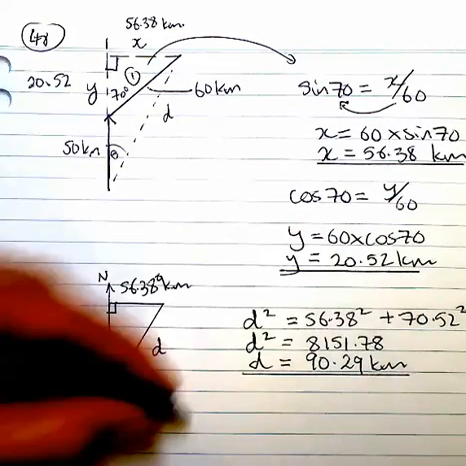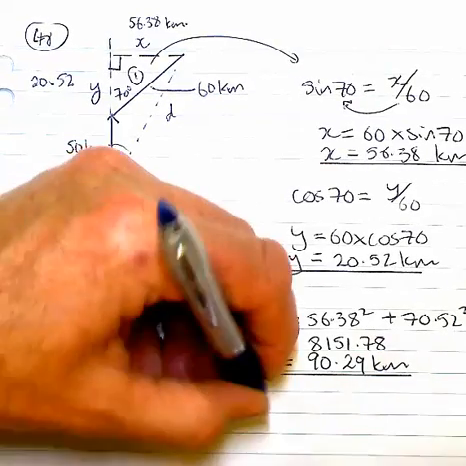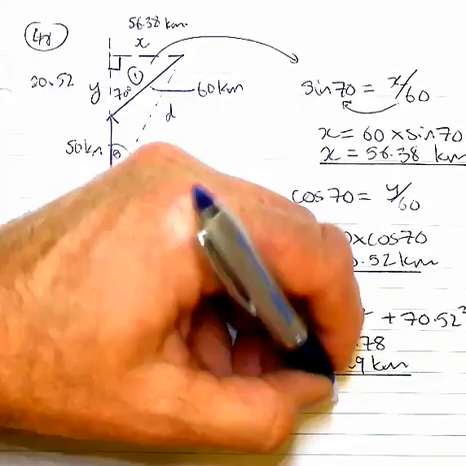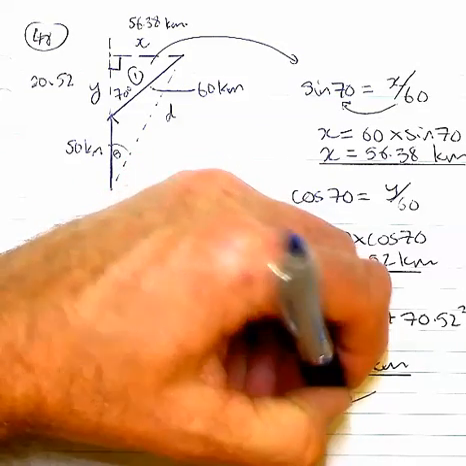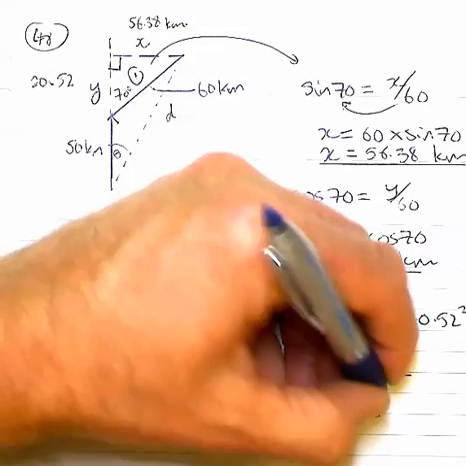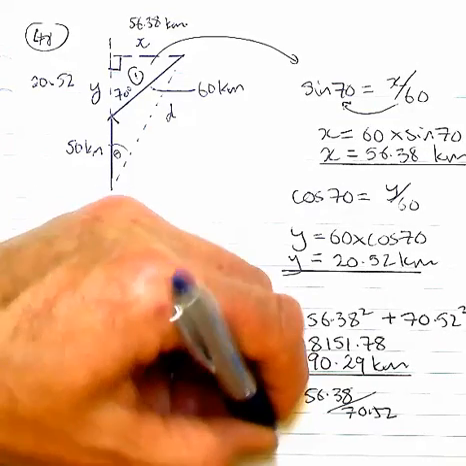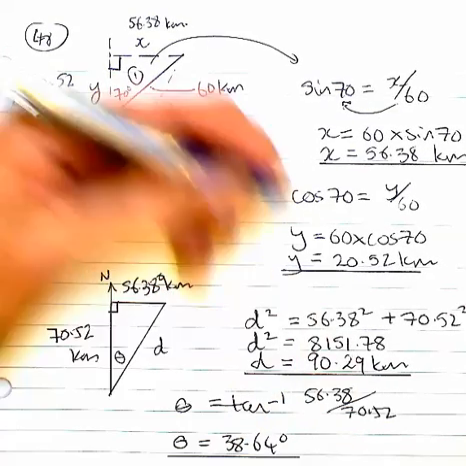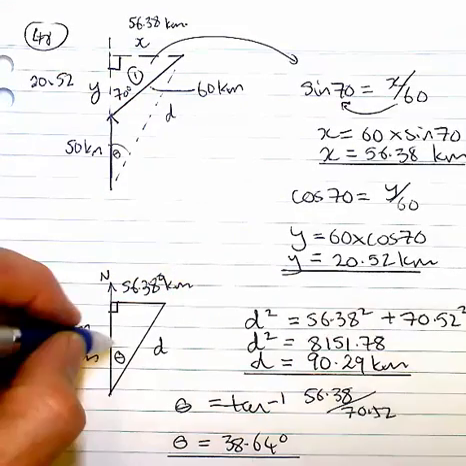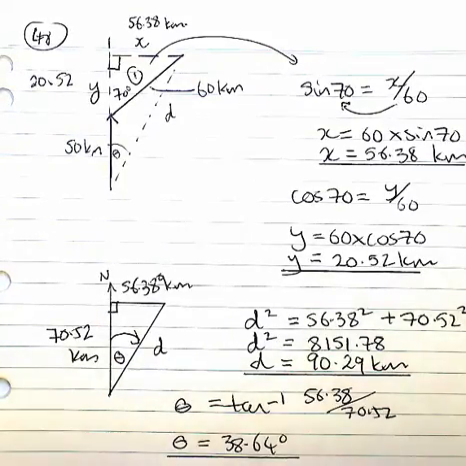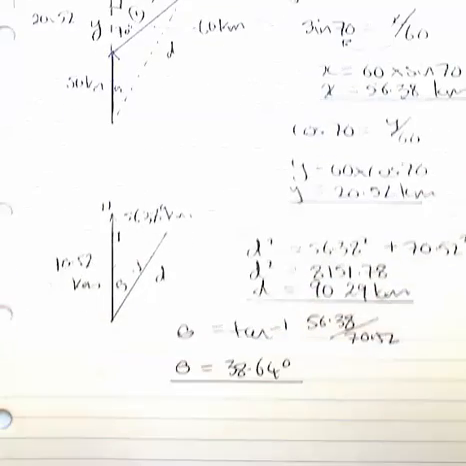The angle, the bearing is north 38.64 degrees towards the east. Now I might write a little statement to that effect at the very end.